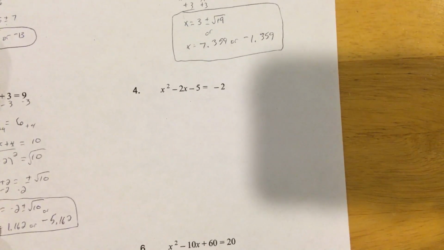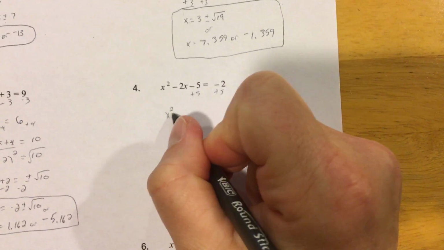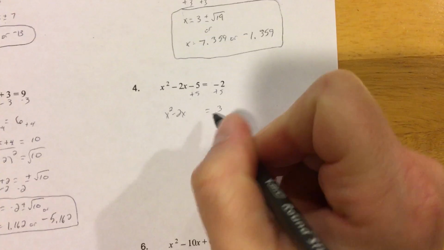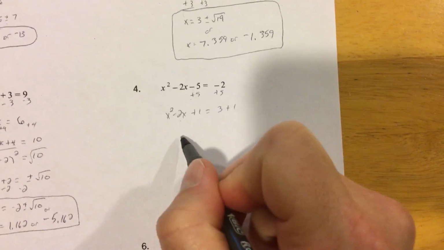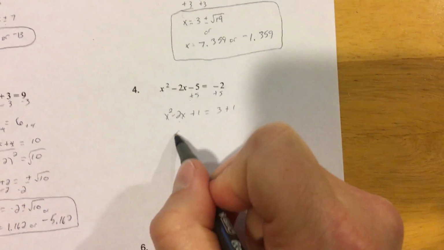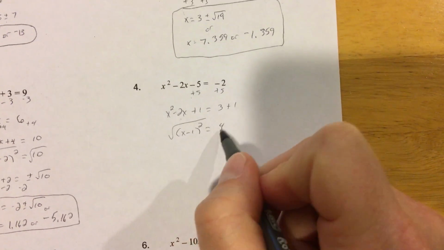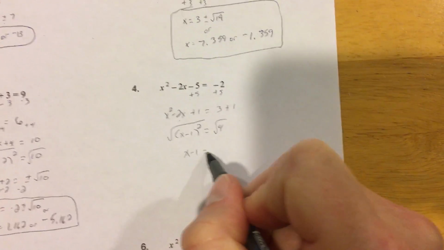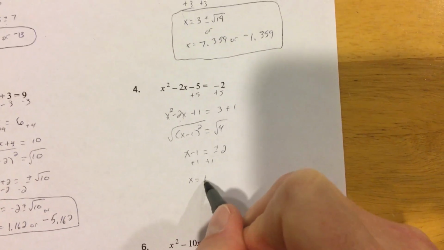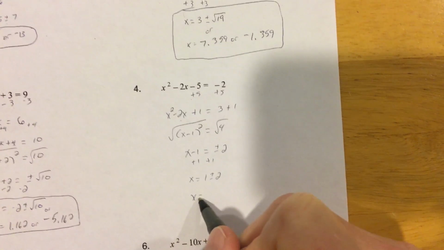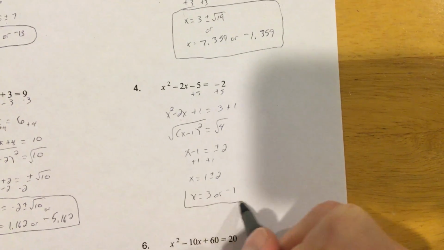Okay. For this one here, same idea again. We're going to add 5. So x squared minus 2x equals 3. Half of 2 is 1. 1 times 1 is 1, so we're going to add 1 to both sides. This is going to then factor into x minus 1 times x minus 1. Take the square root. We get x minus 1 equal to positive or negative 2. Add that 1 over. X equals 1 plus or minus 2. So let's go ahead and do that. 1 plus 2 is 3, and 1 minus 2 is negative 1.